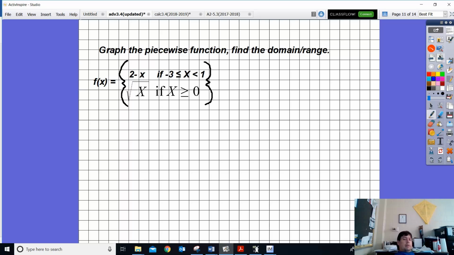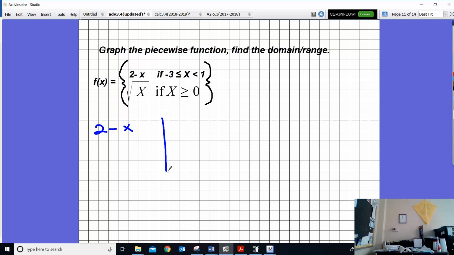All right, so here's the other one we're going to do. Another piecewise function. Then we have a word problem coming up, I think. So it's not going to be too bad. We're just going to make little tables. 2 minus x, we know what that looks like ahead of time. What is it? A line, isn't it? What x values do you want to plug into it? Yeah, 1. What's the first x value you want to plug into it?